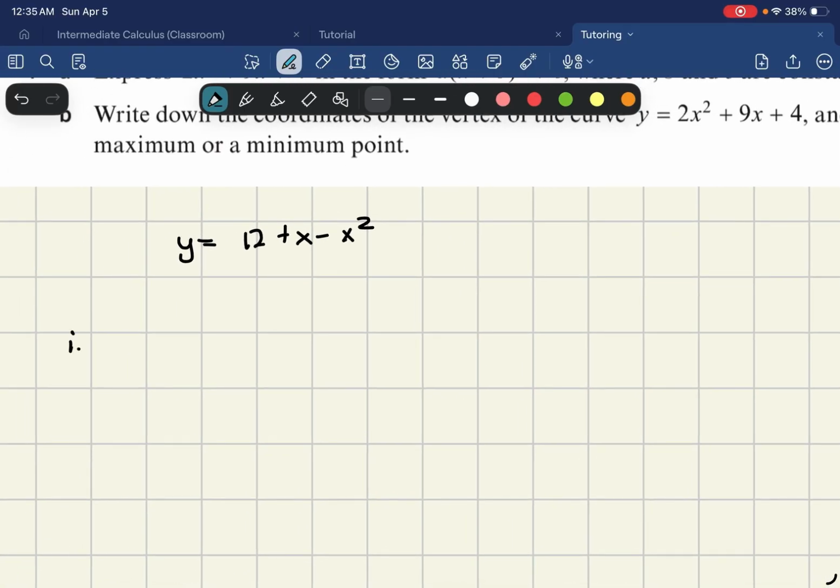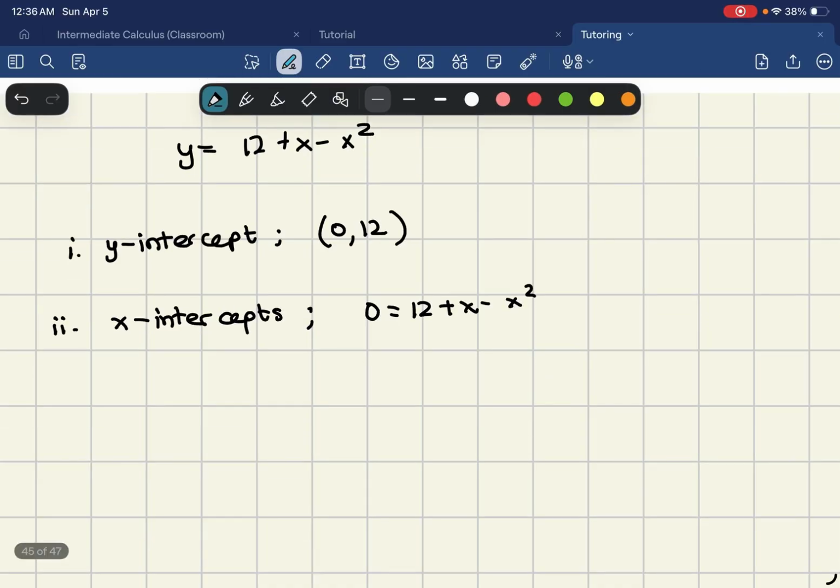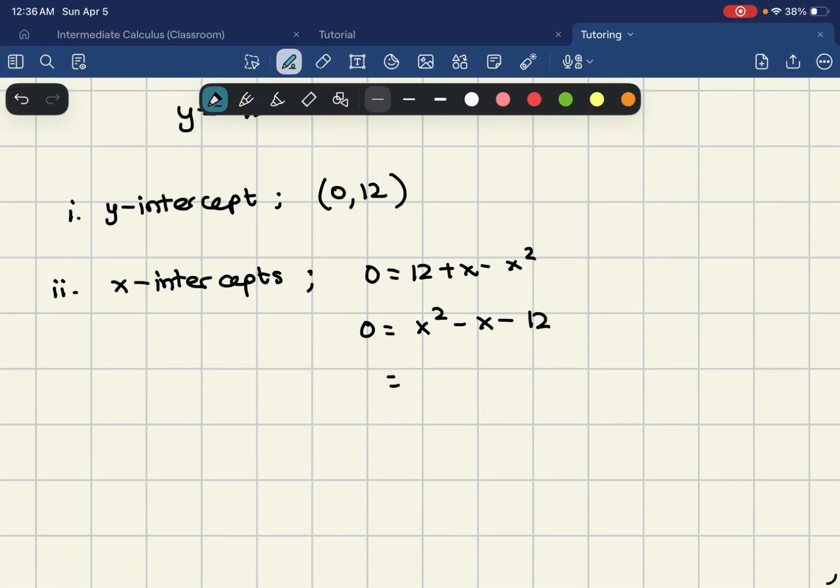Step 1, I want the y-intercept. To get the y-intercept, you put x is equal to 0. And if you put x is equal to 0, you get y is equal to 12. So that is the y-intercept. To get the x-intercepts, you solve the equation y is equal to 0, so 0 is equal to 12 plus x minus x squared, right? Let me just multiply by negative 1 on both sides, and I get x squared minus x minus 12 equals 0.